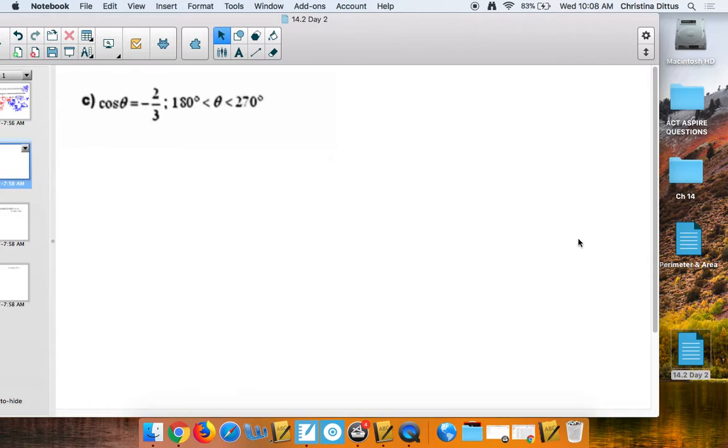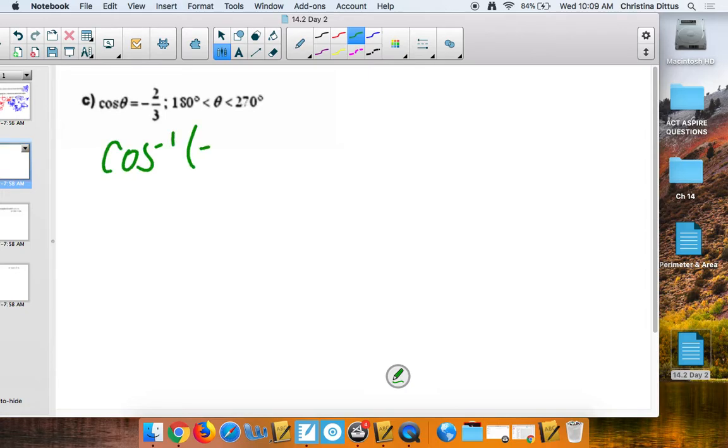On C, I have the cosine of an angle is -2/3. How do I find my reference angle? Inverse cosine of -2/3. And what does my calculator spit out? 132? Is that between 180 and 270? Nope. That stinks. So I'm going to draw my axes.